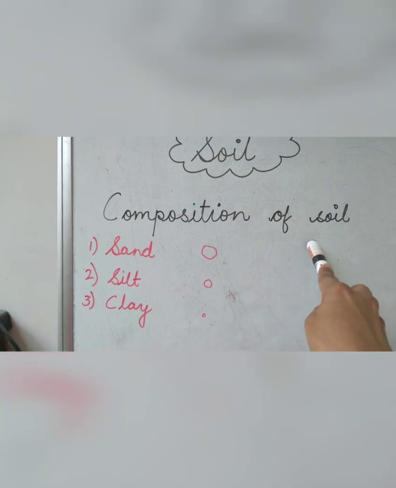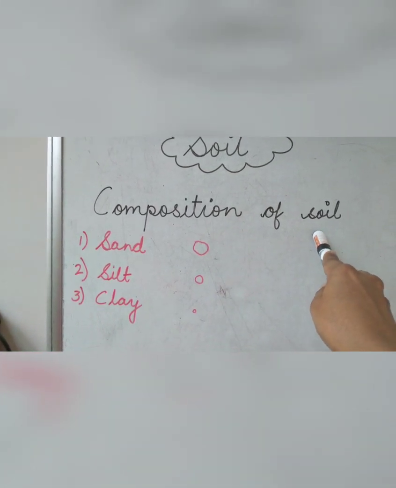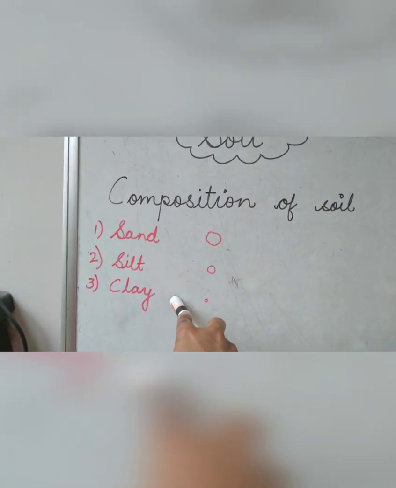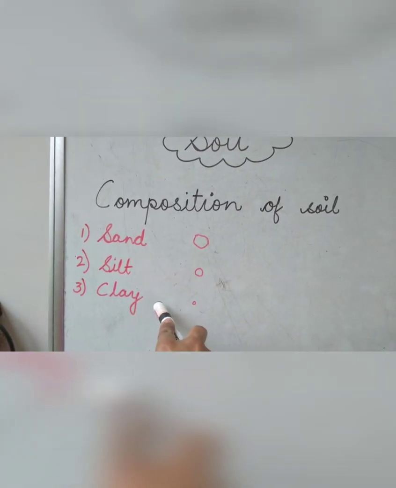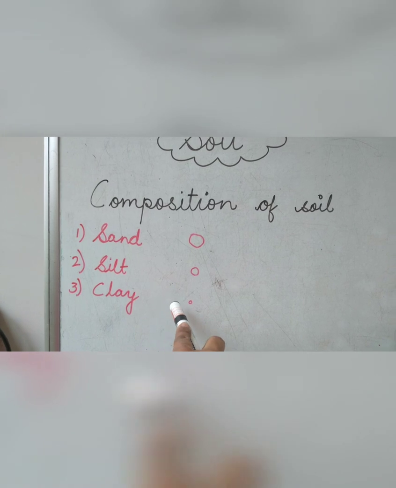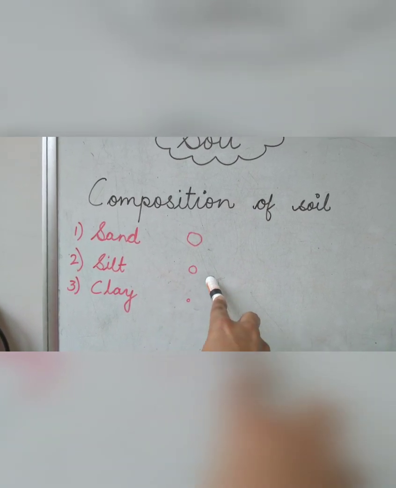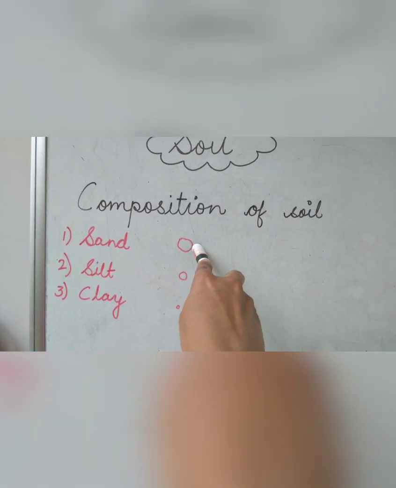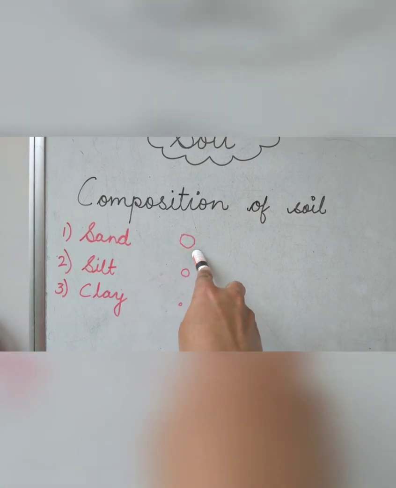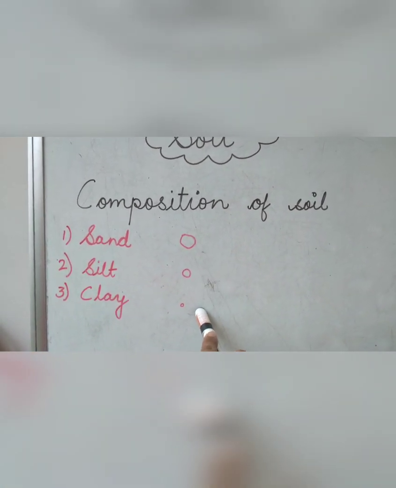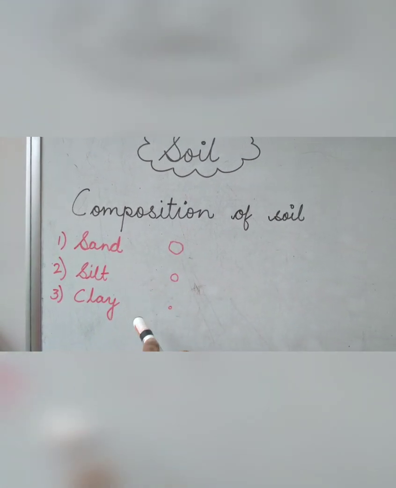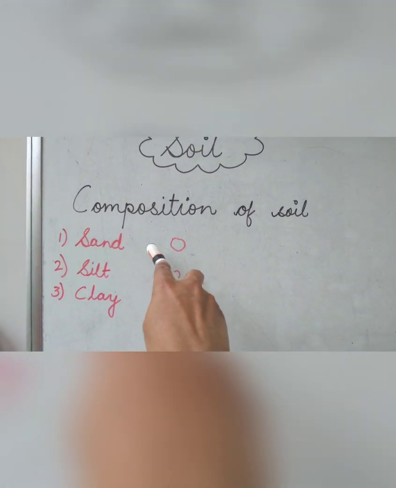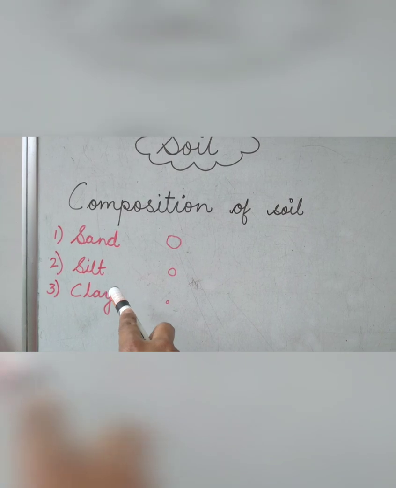Composition of soil. See, soil is made up of three types of particles called sand, silt, and clay. The size of the clay is very small. Then is silt, and the size of the sand is the biggest amongst all. Okay, so soil consists of three types of particles, and they are sand, silt, and clay.